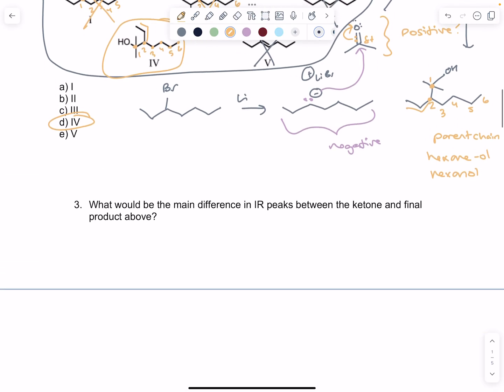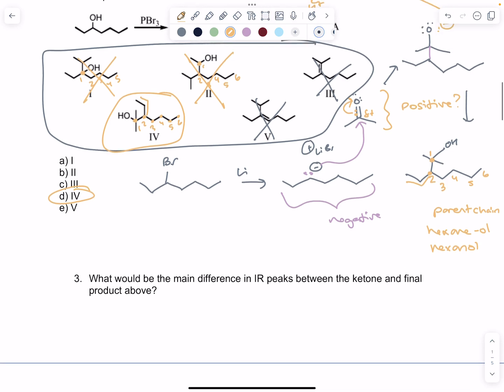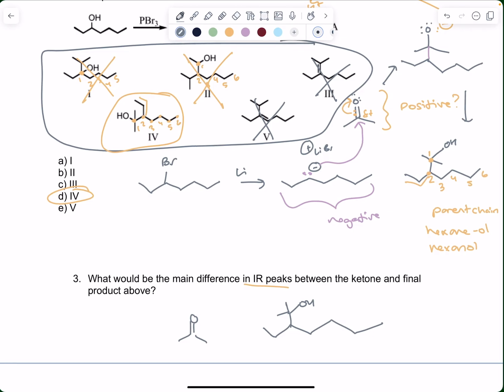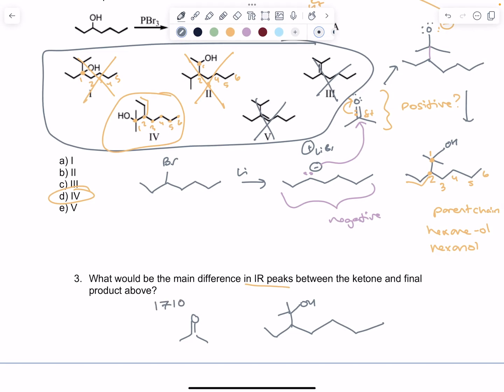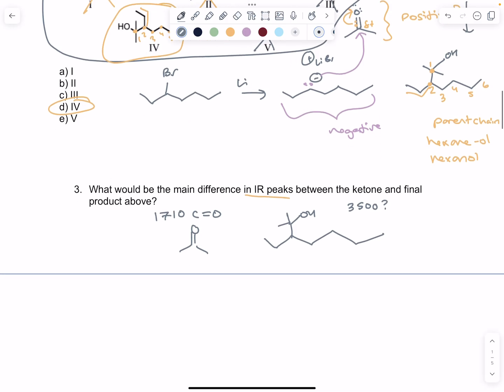And then this next part, what I did is I just asked, okay, so now what would be the main difference in the IR peaks between the ketone and your final structure, which is an alcohol? I think it's actually like that. So the biggest thing is you'd have a peak around 1710 for the carbonyl group. And then over here, instead of that, it'd be above 3,000. I think it's maybe around 3,500. I don't have the chart handy. You will have the chart, though, on your test.